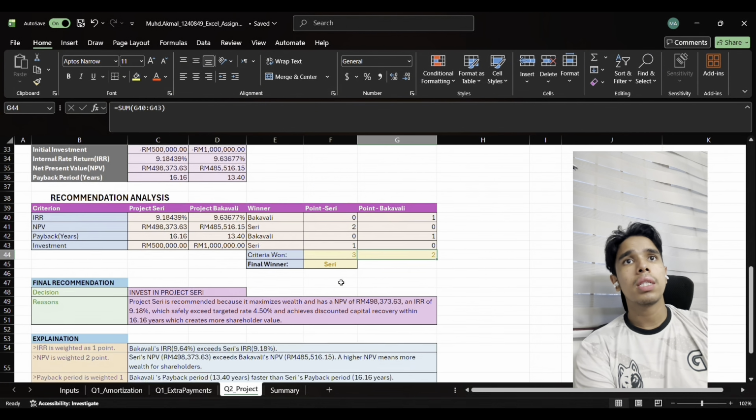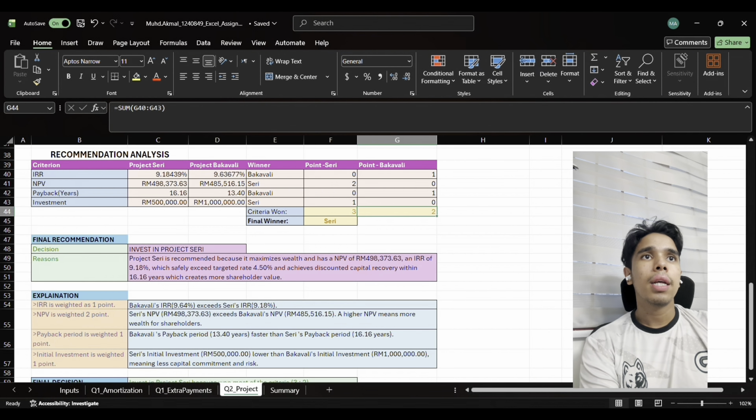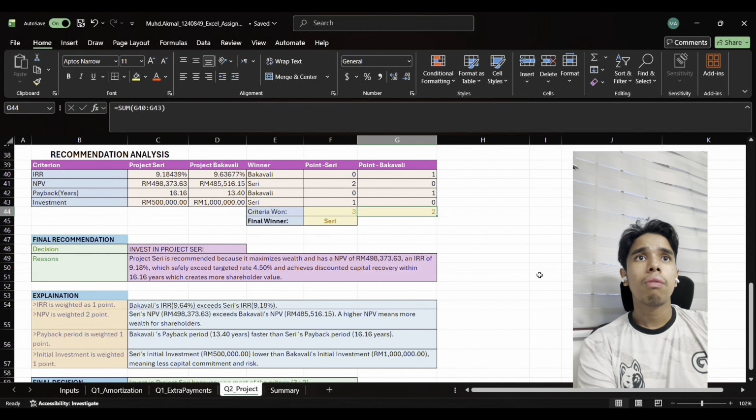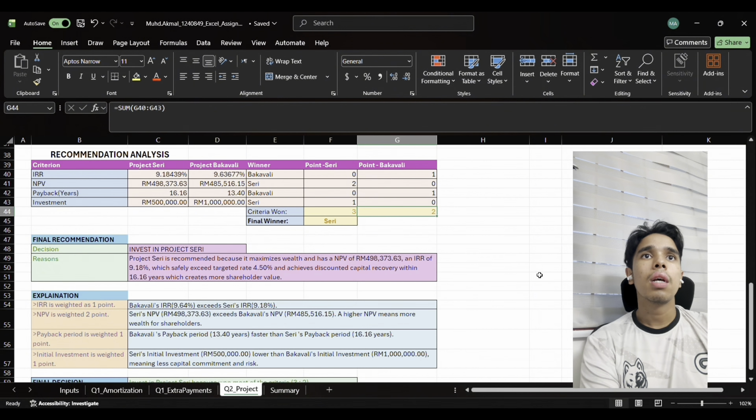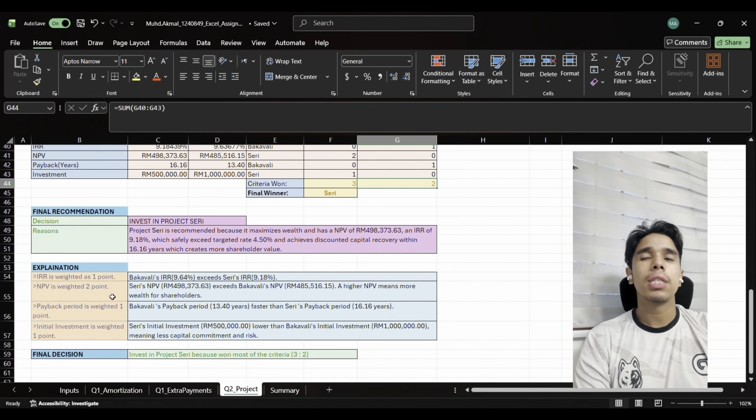So for my final recommendation, the decision is we can invest in project Seri because what? Project Seri is recommended because it maximizes wealth and has an NPV of RM 488,373.63 and an IRR of 9.18%, which safely exceeds the target rate of 4.5%, and achieves discounted capital recovery within 6.16 years, which creates more shareholder value. So let's look at the explanation.